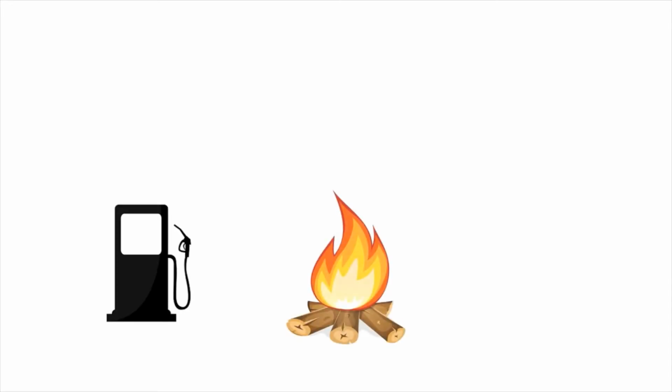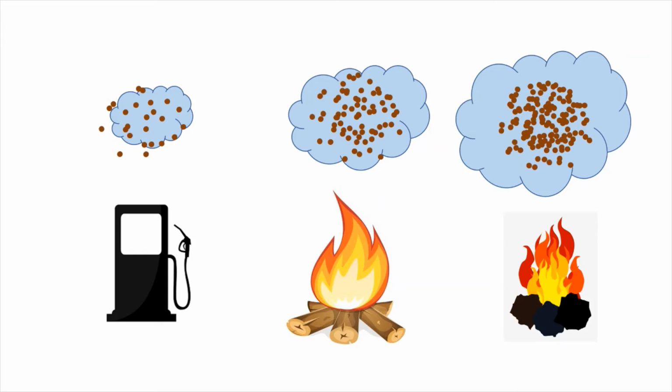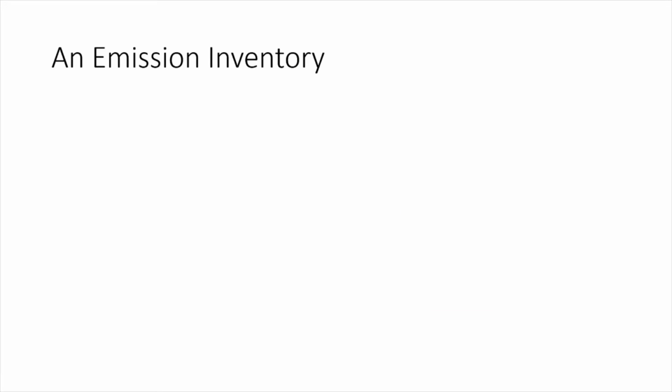Burning fuels, for instance, petrol, wood, and coal, emits the gas carbon dioxide and some other toxic gases, as well as particles like soot. But how much you get of each depends on which fuel it is. If you want to understand what activities are most contributing to air pollution in your town, which is the first step to reducing air pollution, one way you can start is by creating an emission inventory.